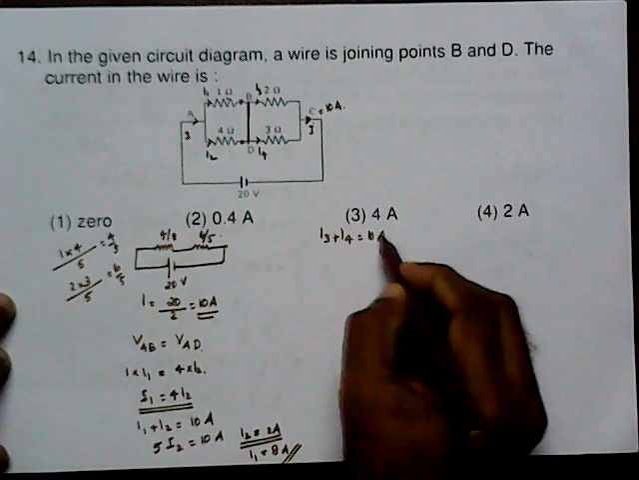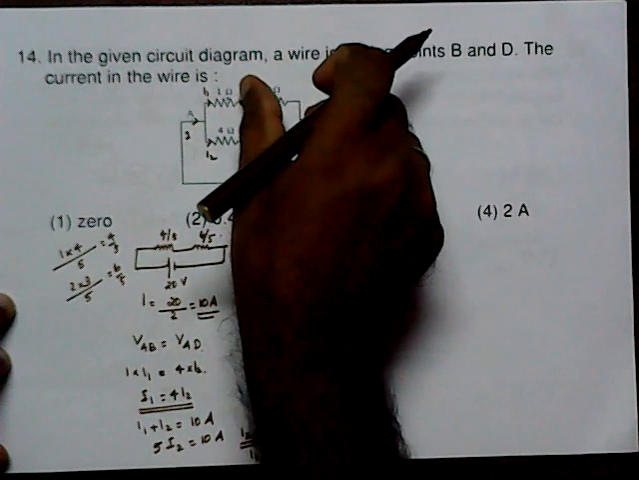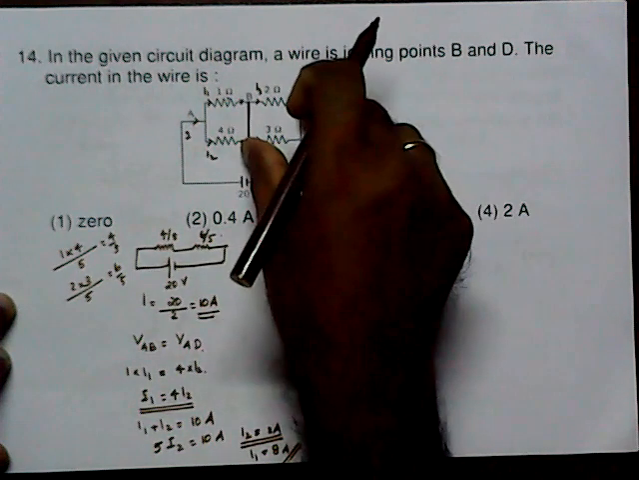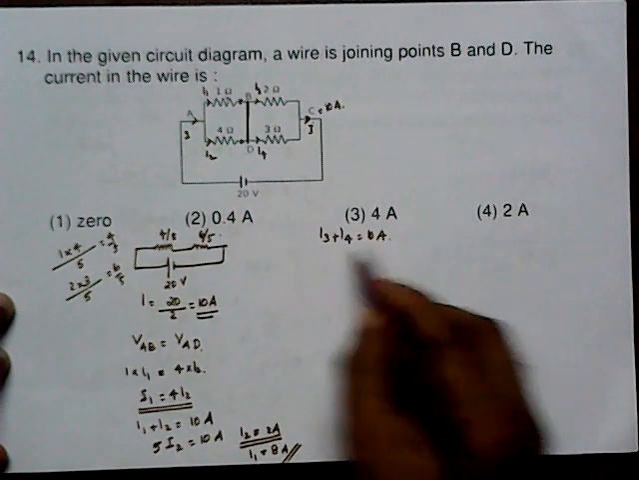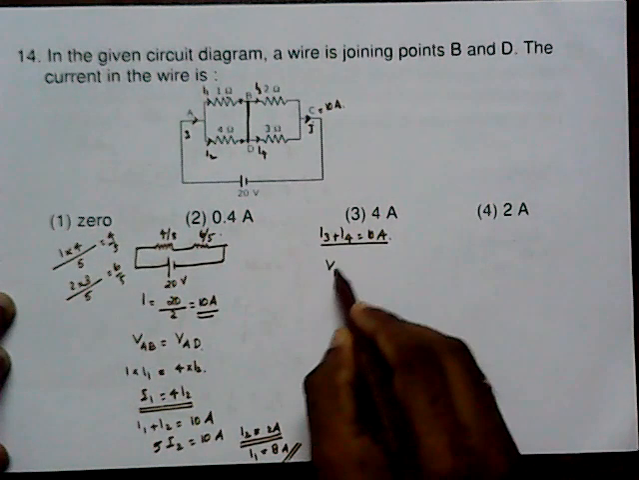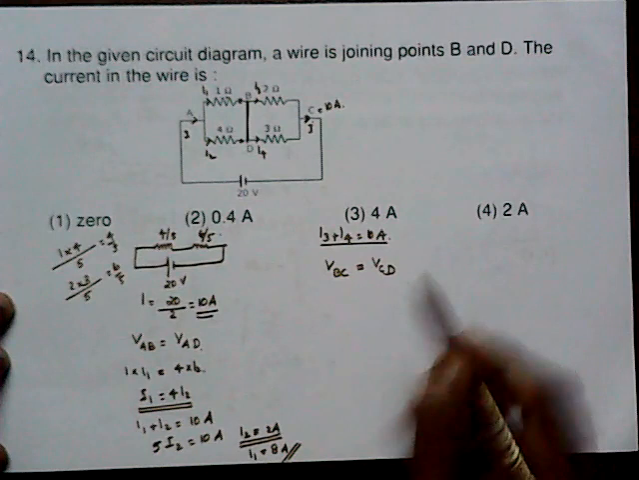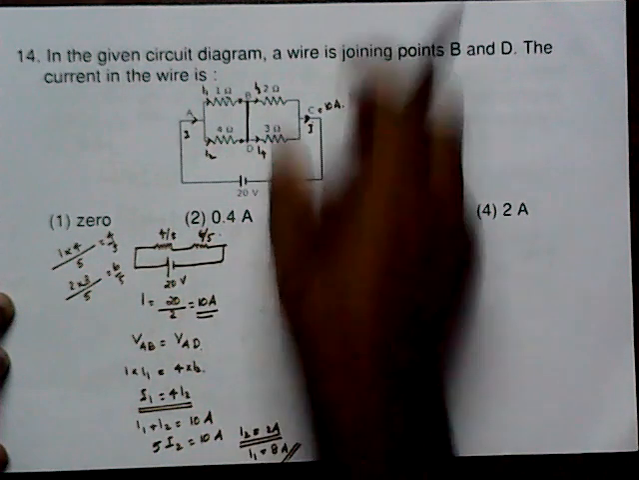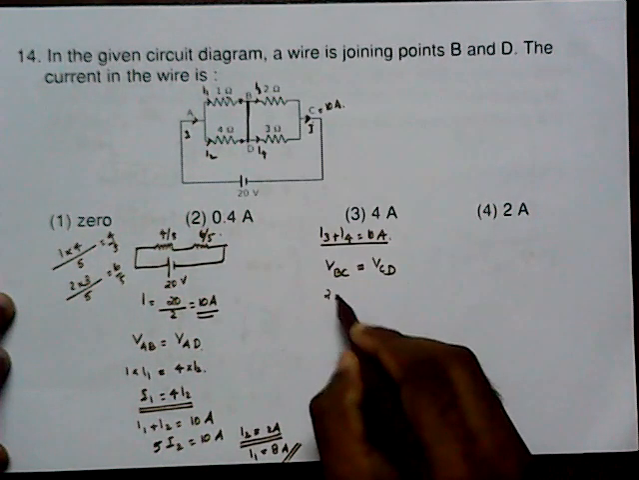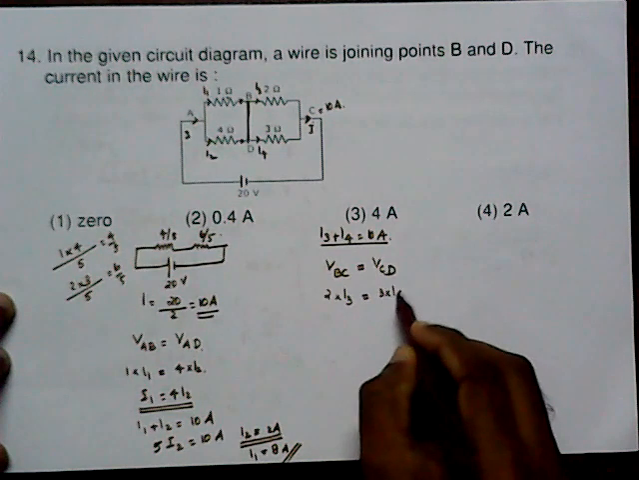But keep in mind, if you just consider the potential across BC, it should be equal to that across CD. That is a very important concept. So we can say that the potential across BC should be equal to the potential across CD. So BC is 2 times the current flowing there, which should equal 3 times I4.